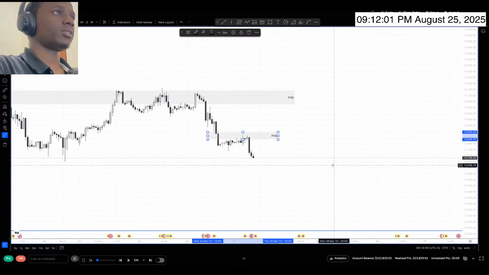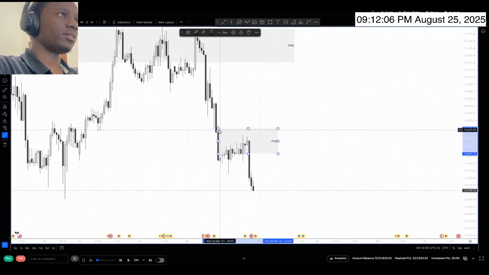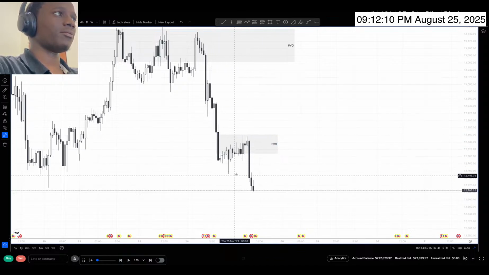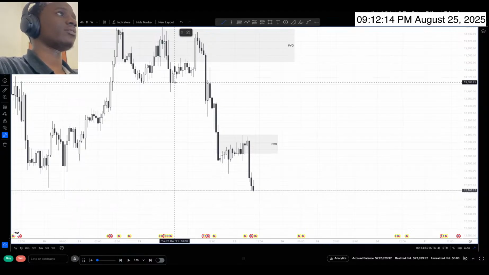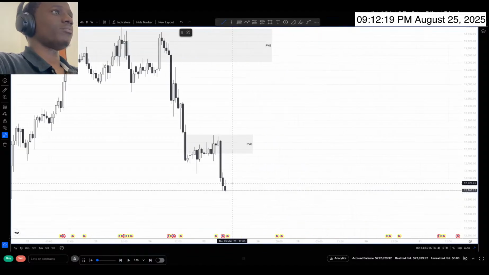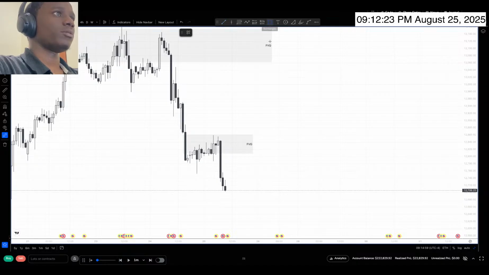down to the 1H. We can actually refine this gap to be this. You can see that we dropped nicely, created a break obstruction, then another gap. So I'm looking for this low to get taken out, the sell side as well, but it will be taken out as soon as we open. I think we may get a small retracement within the drop. So here we have another gap.